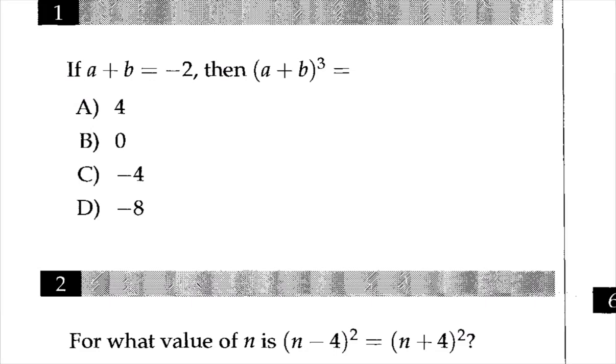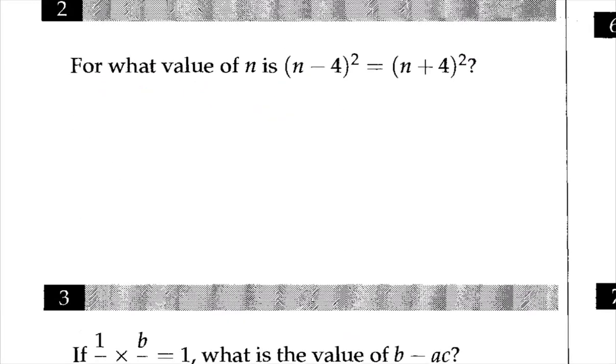If a plus b equals negative 2, then what is a plus b to power 3؟ طبعا زي ما نلاحظ هنا a plus b is given by minus 2 and we need to get a plus b to power 3. So we can replace a plus b with the equivalent value negative 2. Let's write this. A plus b is equal to negative 2. And here we have 2 power 3. Negative 2 times negative 2 times negative 2 is negative 8.